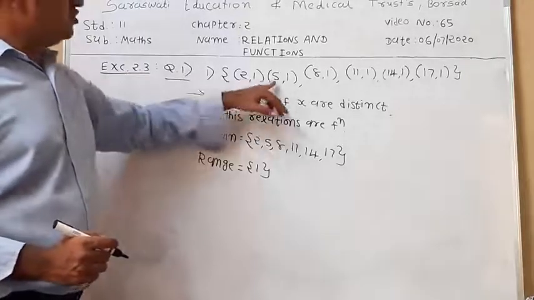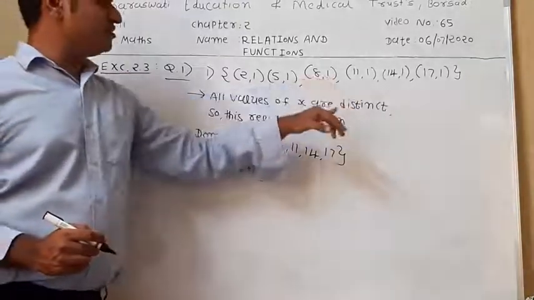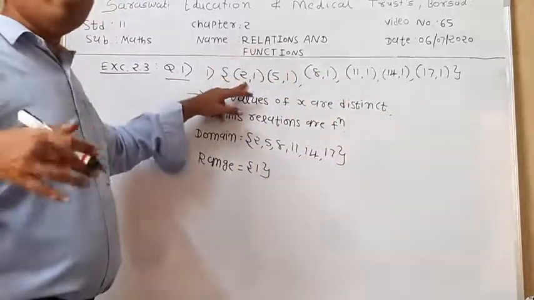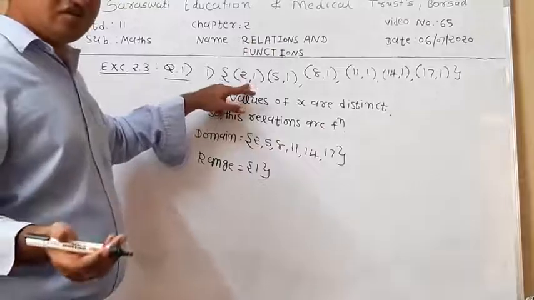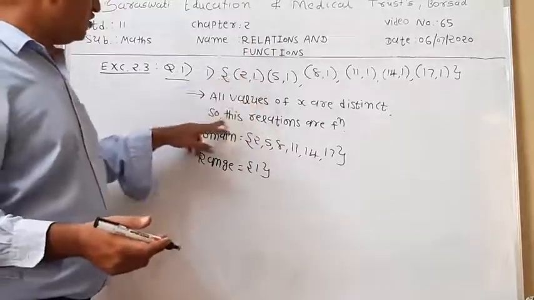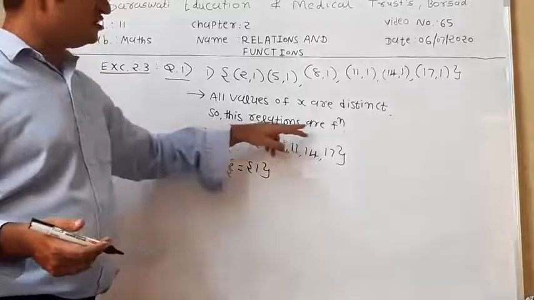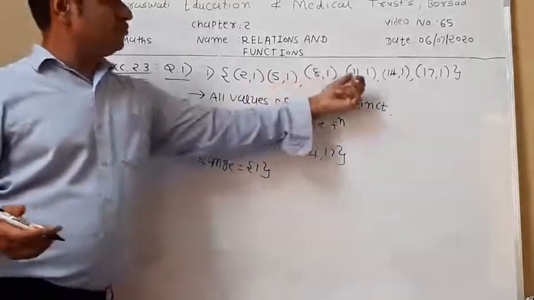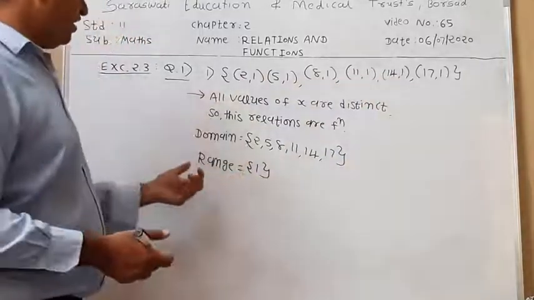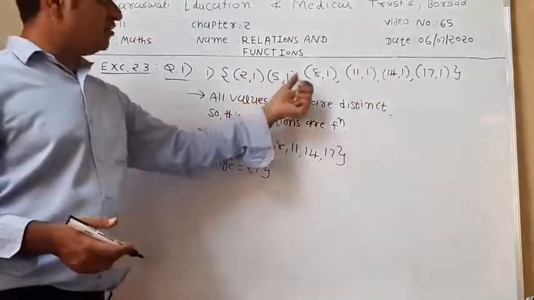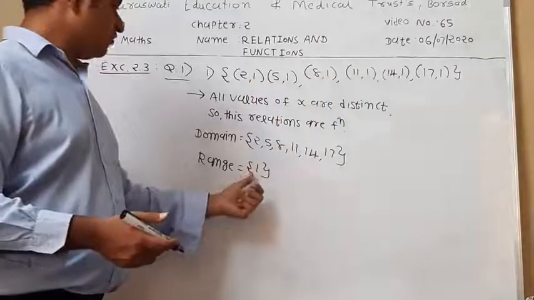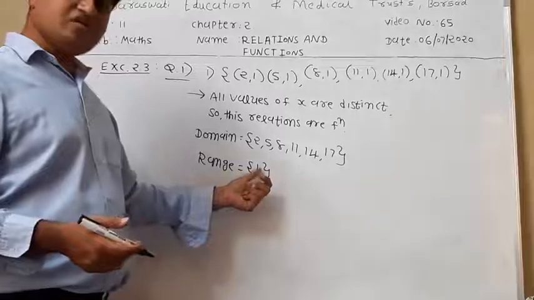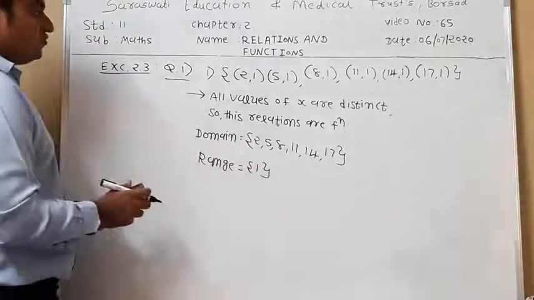So here the values of x are distinct, which means the position of x is unique, right? That's why we can say that this relation is a function. Now domain means we write the first position of the ordered pair, and range means the second position. Here 1 is repeated in all these 6 positions, so we write it only one time.